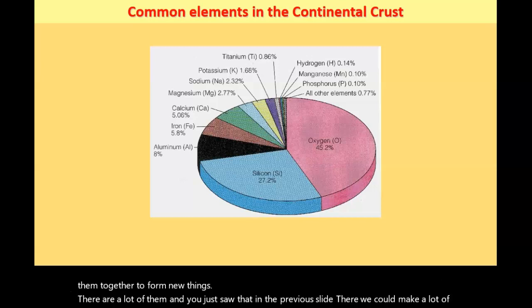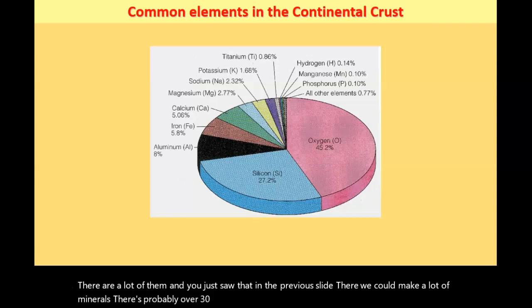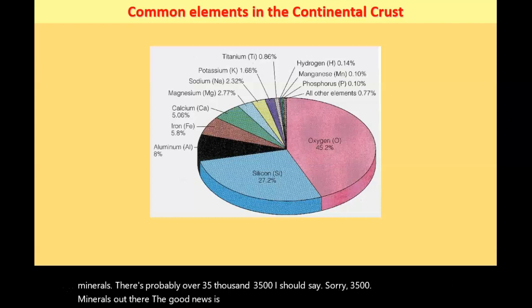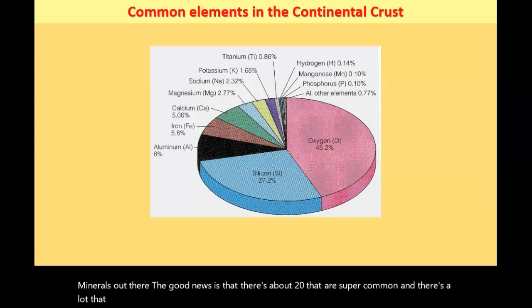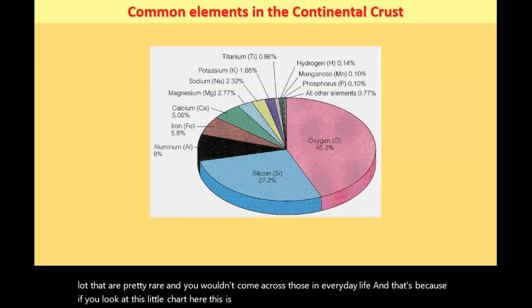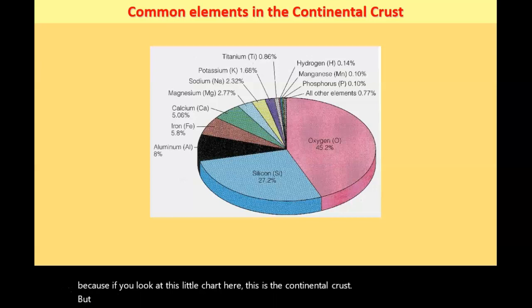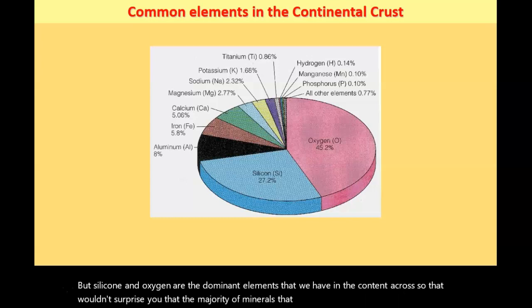There are probably over 3,500 minerals out there. The good news is that there are about 20 that are super common, and there are a lot that are pretty rare, and you wouldn't come across those in everyday life. That's because if you look at this little chart here, this is the continental crust. Silicon and oxygen are the dominant elements in the continental crust. So it wouldn't surprise you that the majority of minerals that we see have silicon and oxygen in their chemical formula, and that would be true.